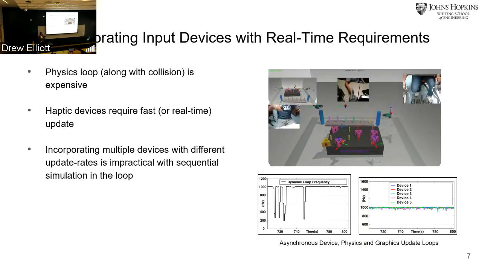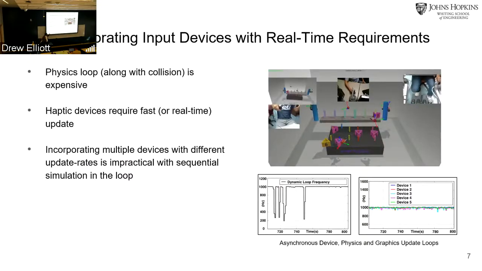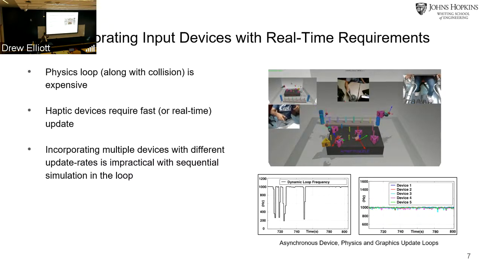AMBF was designed from its start to include input devices in an asynchronous manner. As you can see in the video, we have 5 different hands or 5 different devices interacting with the simulation. 3 of them have haptic feedback. And if you see the 2 graphs on the bottom, the one on the left is the frequency of the physics loop, which is destined to run at a kilohertz, and it suffers based on what collision we are currently in. But the device update almost stays at a kilohertz. So this is really good. This means that we can add different operators to do different tasks in a simulation environment.